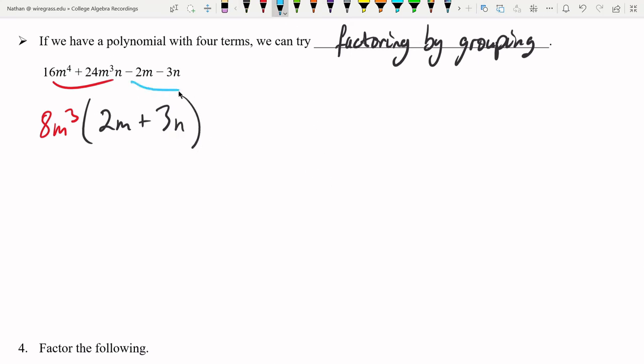Okay, from the next two terms, I can take out, again, this is a negative. I'm going to take out a negative 2m minus 3n. There's no common number, no common variable. I can always, however, take out a 1. So I'm going to take out a negative 1. Again, that's because the first sign there was negative. Negative 2m divided by negative 1 is 2m. Negative 3n divided by negative 1 is positive 3n.